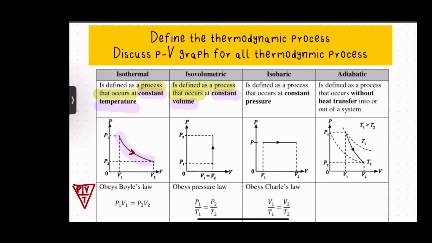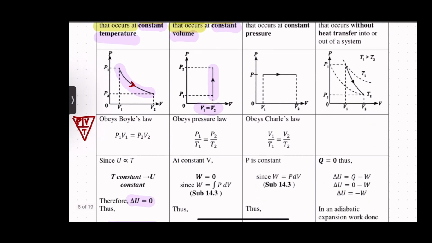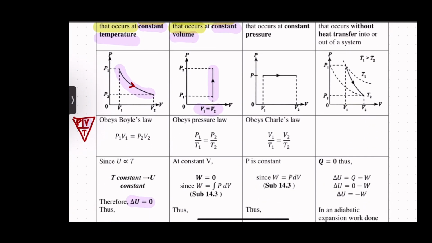Bila constant volume, graph dia akan jadi graph straight macam ni, ke atas. Kenapa? Sebab volume kita hanya ada satu sahaja. Okay, so changing of pressure lah. Okay, so dia akan obey pressure law. Okay, whereas V constant, dia punya equation akan jadi P1 T1 is equal to P2 T2.